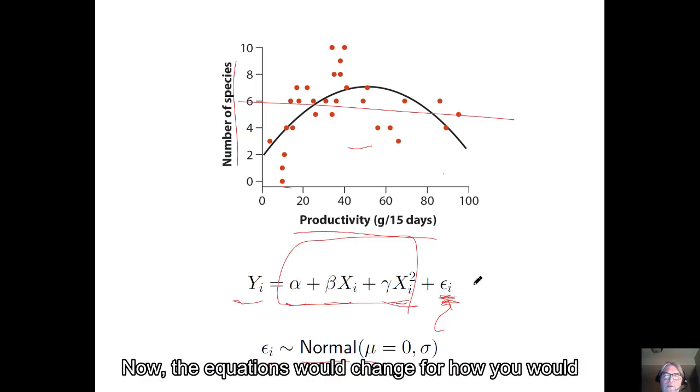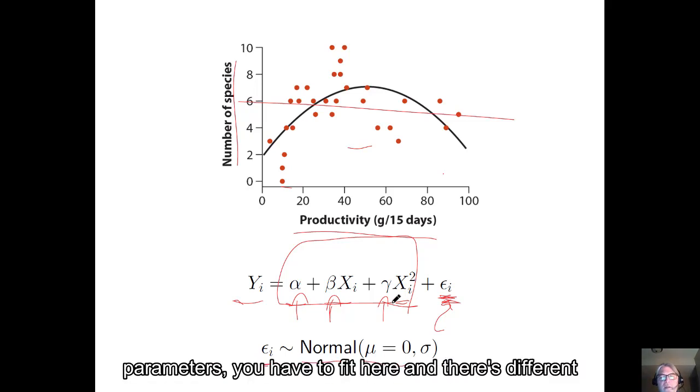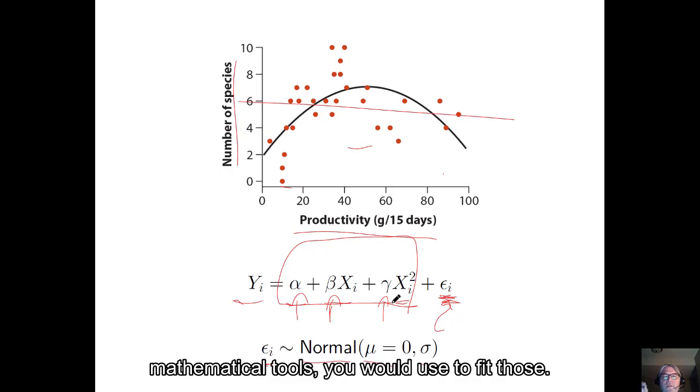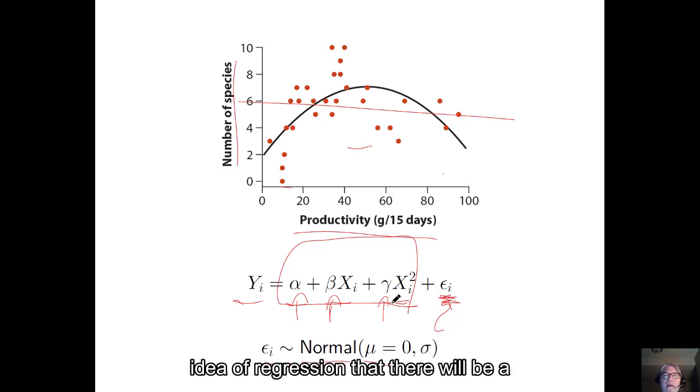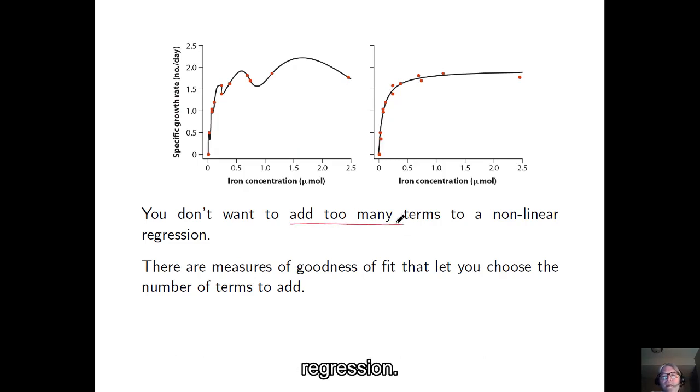Now the equations would change for how you would find your best estimate of alpha and beta, and this is a lowercase gamma here. You have 3 parameters you'd have to fit here, and there's different mathematical tools you would use to fit those. But in principle, you can use the same idea of regression, that there'll be a prediction line and some normally distributed scatter around that line to fit almost any kind of function that you'd like to. You have to be careful with this. You can't add too many terms in the nonlinear regression.